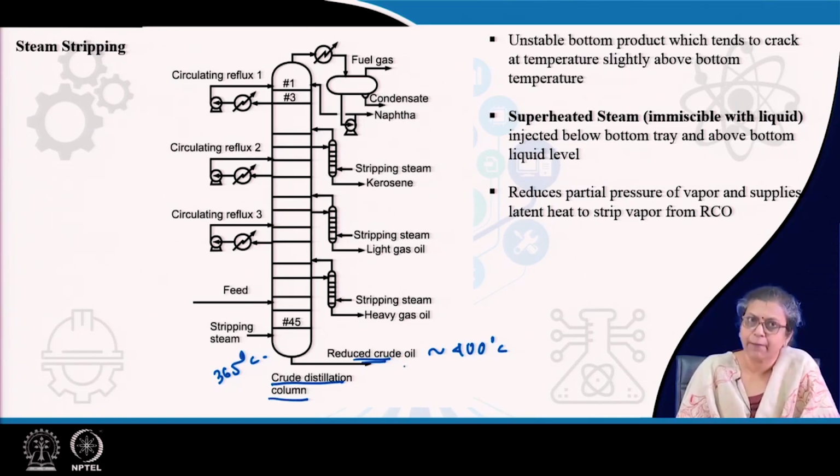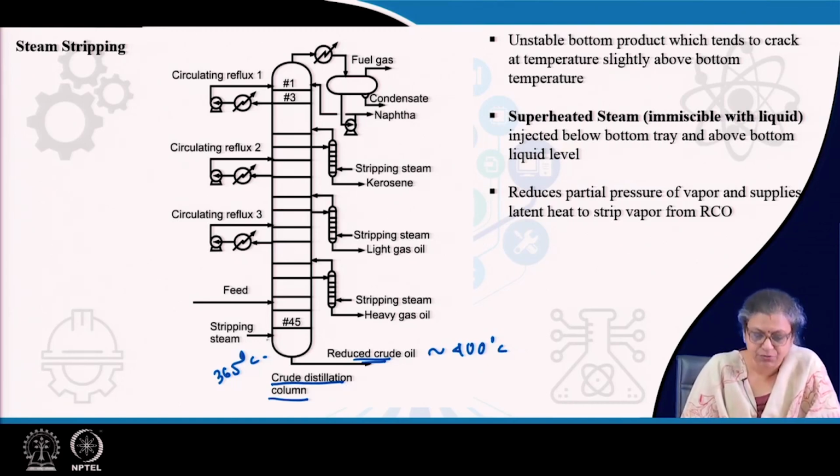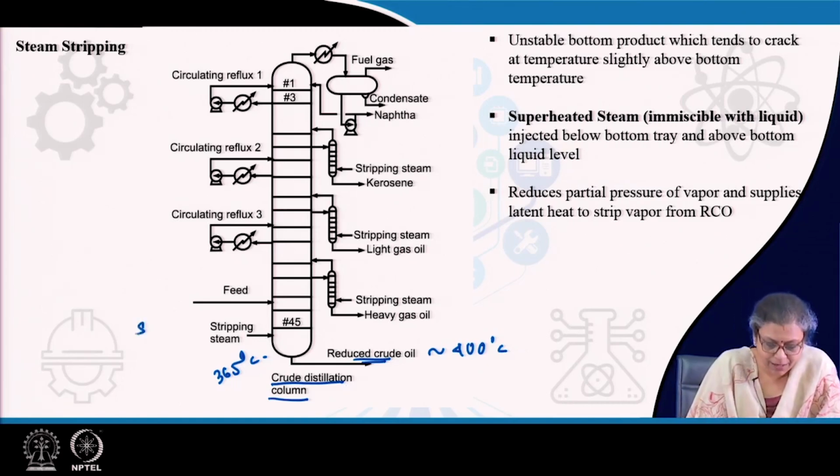So, therefore, what happens? Coke formation happens, and there is coke deposition in the pipelines as well as on the reboiler surface, in the equipment itself. We cannot afford it. So, for such cases, what do we need to do? We cannot use a reboiler for such cases. So, for such cases, what we do is we introduce steam under superheated conditions.